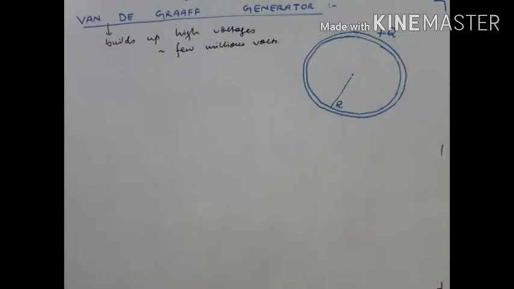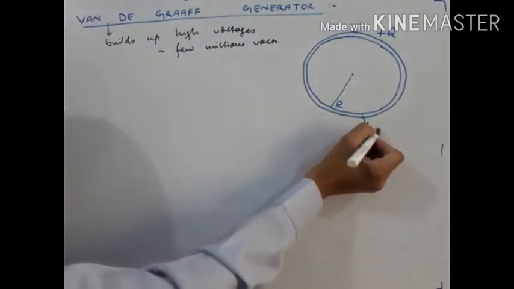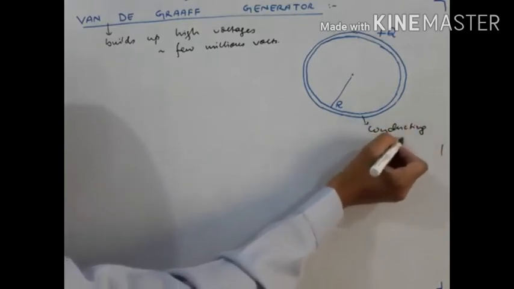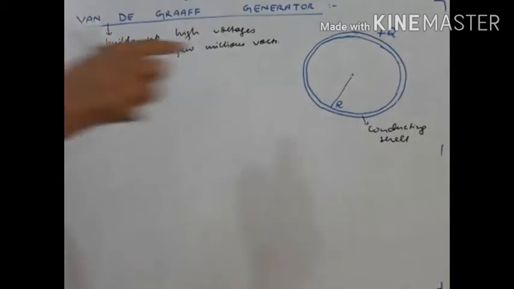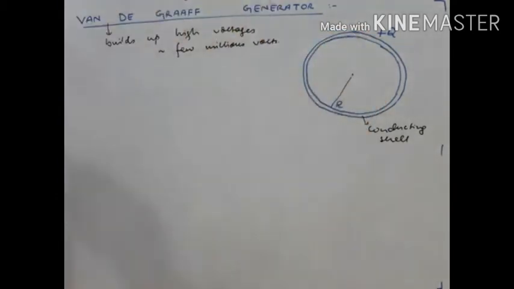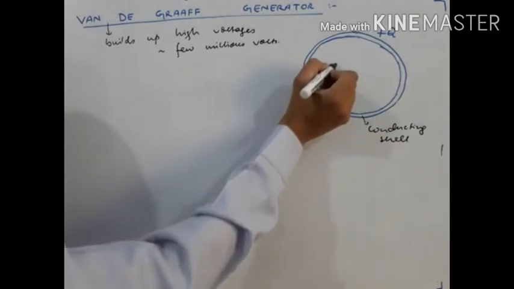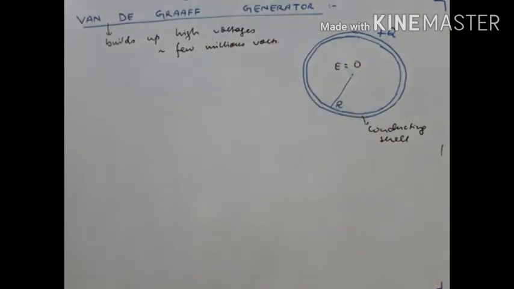Before discussing the generator, students, suppose there is a conducting cell of radius capital R. Suppose charge Q has been distributed uniformly on its surface. Since it's a conductor, within the bulk, and this is like a cavity, inside also the electric field is how much? 0. This we have read.